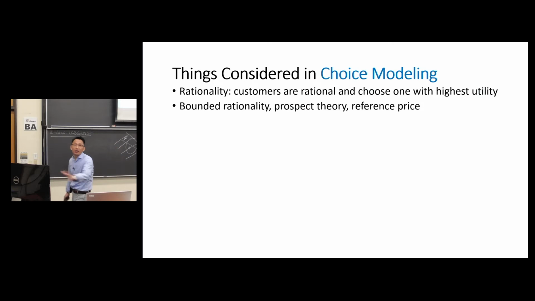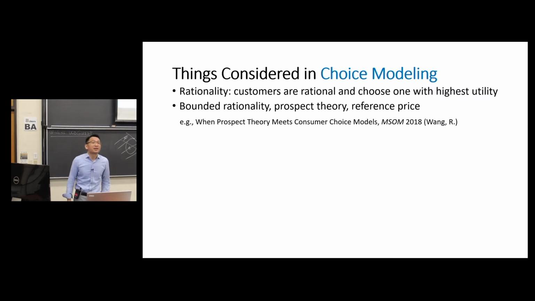All right, so there are lots of theories about the behavior, like prospect theory and the reference price. For this product, I have a reference price. I have a reservation value for that product. So if the price is lower than my reservation, I'm going to buy, otherwise I don't. So simple like this, with a threshold structure.